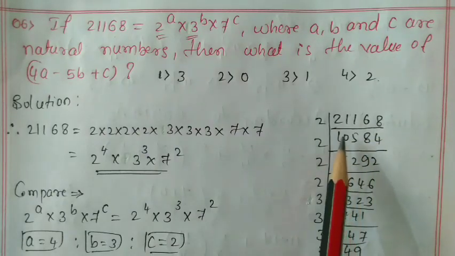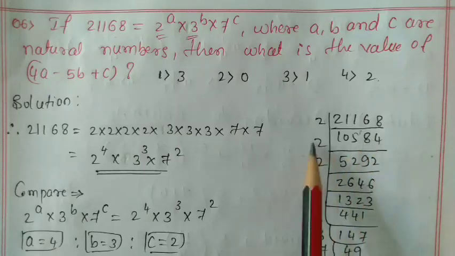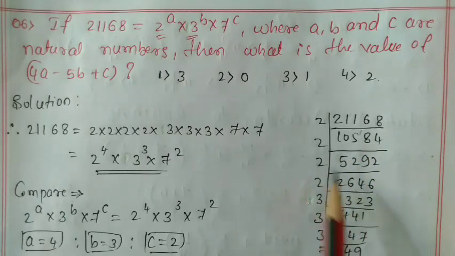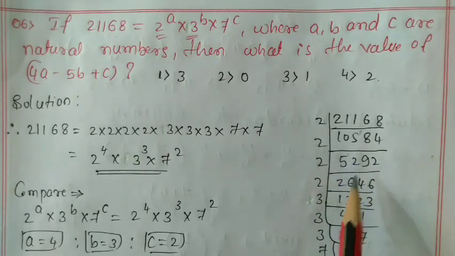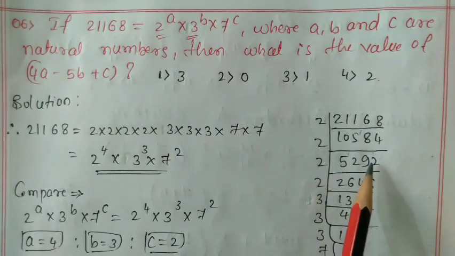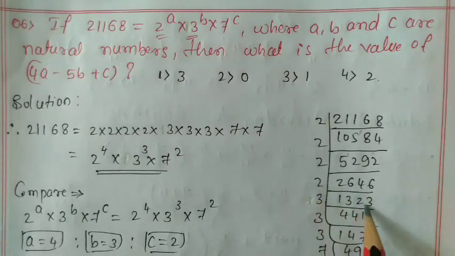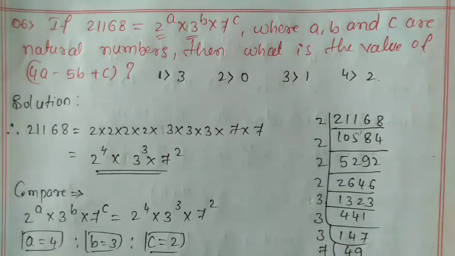Okay, 2 4s are 8, 2 5s are 10, 2 2s are 4, and the remainder is 1. This is 18, 2 9s are 18, 2 2s are 4, 2 2s are 4, 2 6s are 12, and 2 4s are 8, then this is 12, 2 6s are 12. You can write. Okay, 2 1s are 2, 2 3s are 6, 2 2s are 4, 2 3s are 6.